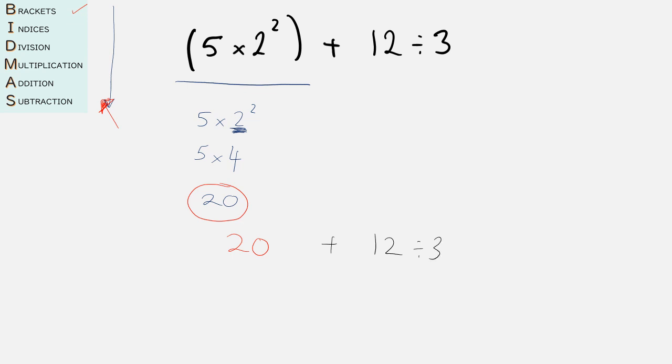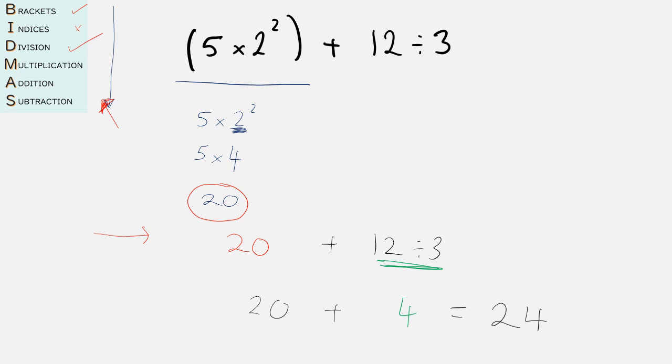Okay, let's carry along the list of our BIDMAS. Indices, we're looking at this here. There's no longer indices, so let's carry on. Division, there is division, so I now need to have a look there. Where's the division in that question? It's this green bit that I've underlined, so I'm going to do that bit. 12 divided by 3 is 4, and everything else stays the same. And then we've got really simple 20 plus 4, so my answer is 24.